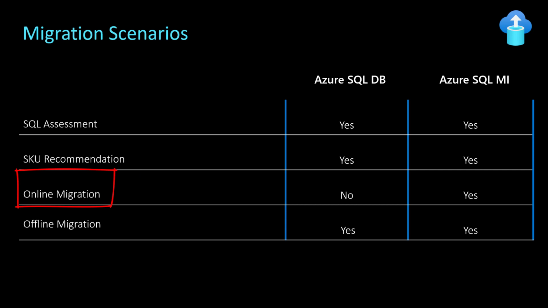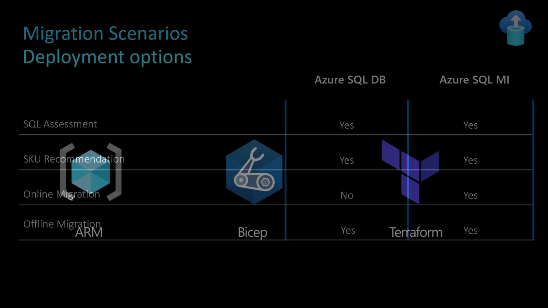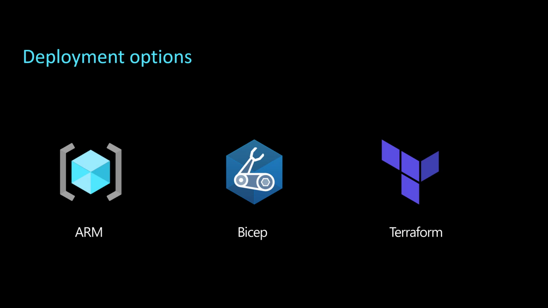Online migration is currently available only for Azure SQL MI. It will provide a high availability solution that minimizes downtime and ensures data consistency. Offline migration is available for Azure SQL DB and MI. So we are going to facilitate an offline migration by providing a detailed plan for the migration process and a robust and efficient solution. There are different ways to deploy the solution, and you can use either ARM, Bicep, or Terraform.